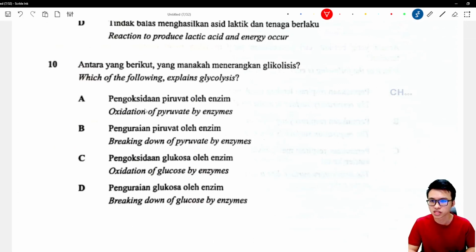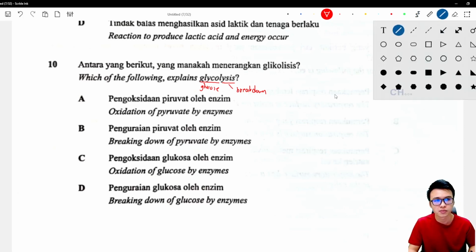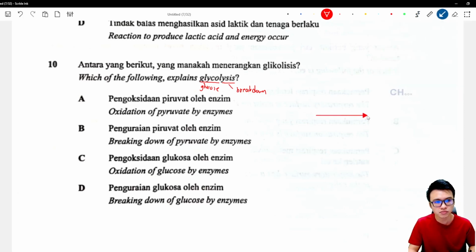Now continue with question 10. Which of the following explains glycolysis? Okay, glucose, lysis, breakdown. So this process is breaking down the glucose. But if you want to break down the glucose, of course you need something to break it. Correct or not? If you want to break the paper, you are going to use scissors to cut it, or you can use your hand. All right. So if you want to break the glucose, you need to have enzyme.